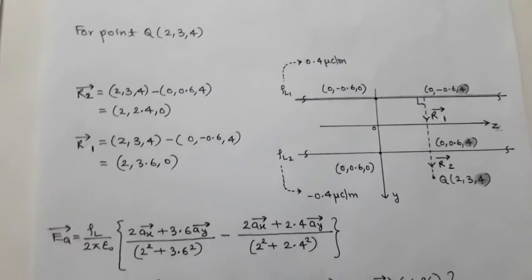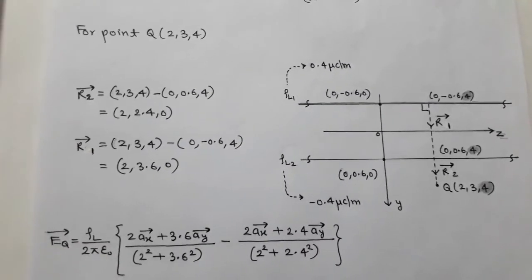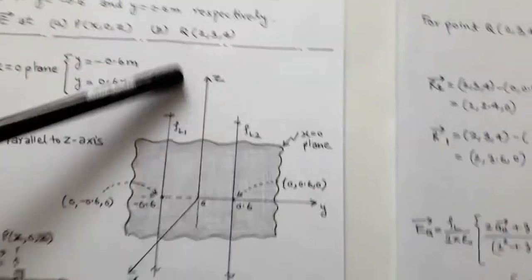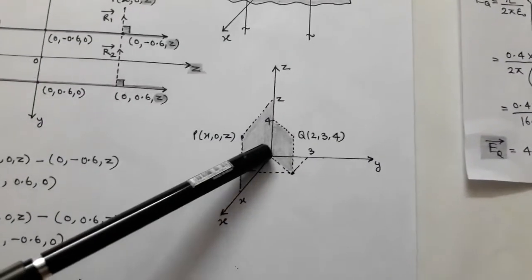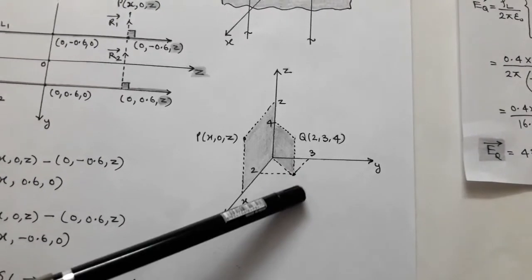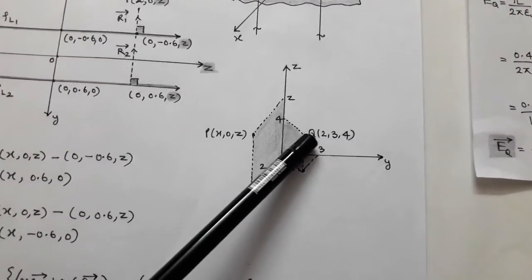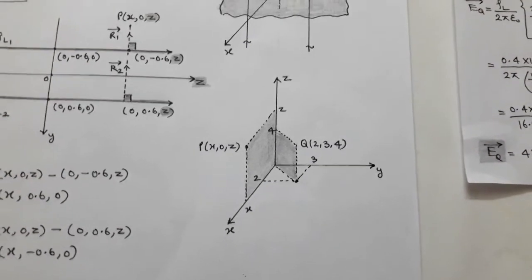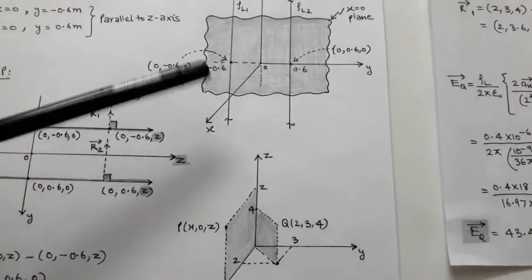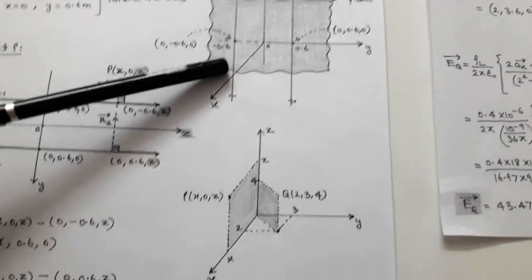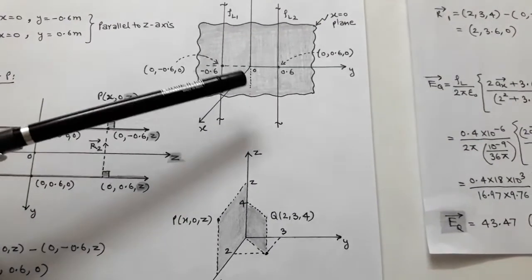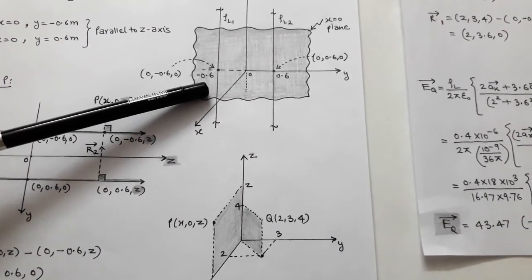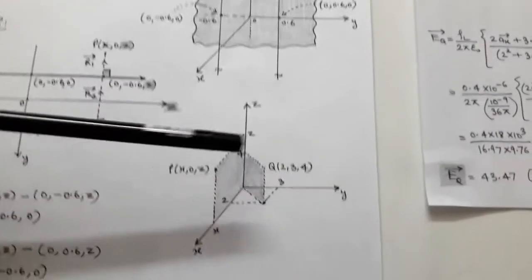Now, the second part is we have to determine the electric field intensity at point Q. Q is (2, 3, 4). From the figure, the point Q has coordinates x equals 2, y equals 3 and z equals 4. And we have to determine at this point the electric field intensity due to line charge densities rho L1 and rho L2, that are situated at y equals minus 0.6 and y equals 0.6 respectively.